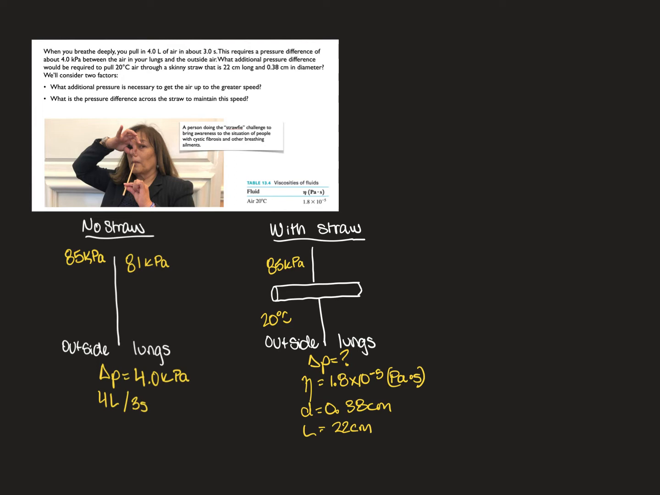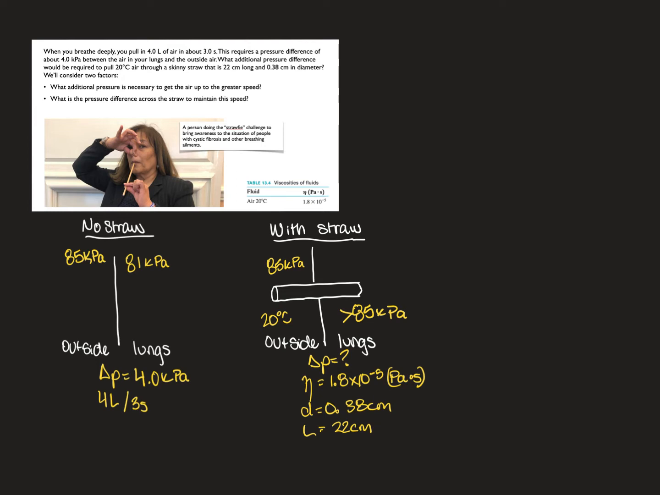Because we know that the pressure differential in this case is greater than the first case, that means that the pressure inside the lungs must be greater than 85 kilopascals. That's the only way we can get a greater delta P.